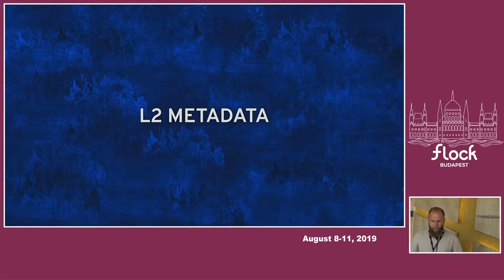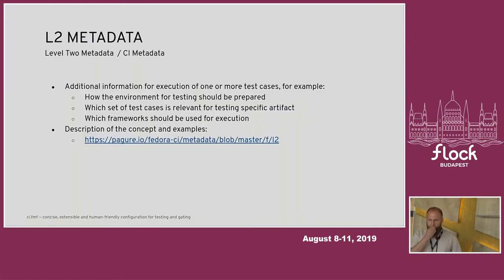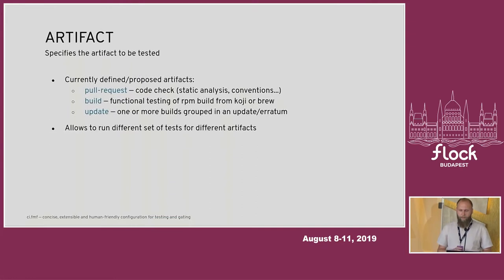And level two, what is level two metadata? These are metadata, additional information for execution of one or more test cases, and it says things like how the environment for testing should be prepared, which set of test cases is relevant for gating, which is not relevant for gating, and which frameworks should be used, and some stuff like that. Similar to the previous L1, this is defined in the Fedora CI metadata Pagure project, L2, so you will find some details there. A couple of words about the concept.